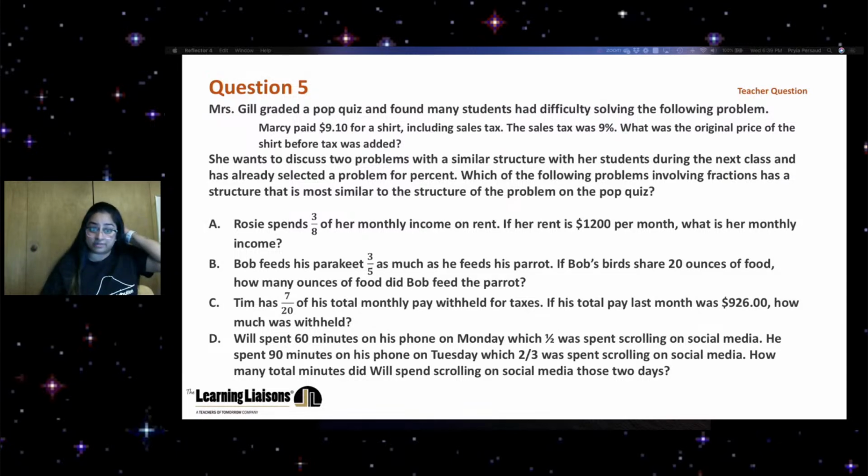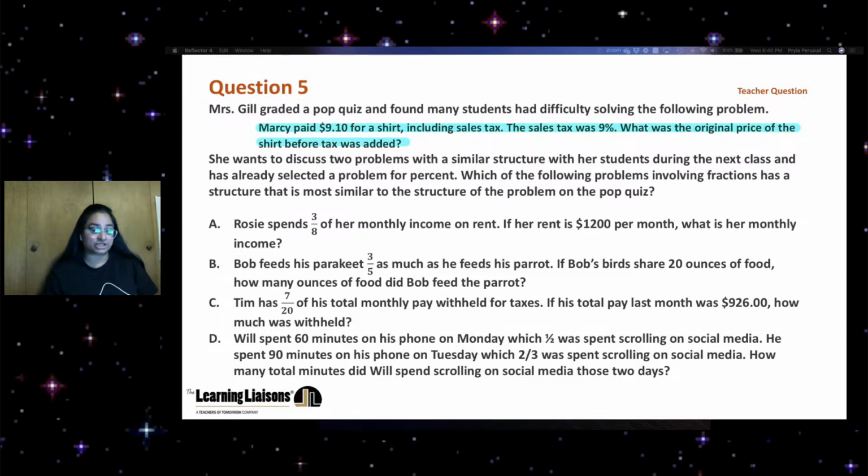So let's start. Miss Gill graded a pop quiz and found many students had difficulty solving the following problem. Okay, they're about to tell us what the problem is. Marcy paid $9.10 for a shirt, including sales tax. The sales tax was 9%. What was the original price of the shirt before tax was added? That is it. That is all we need to know. That's the problem. Now, we go to the question itself.